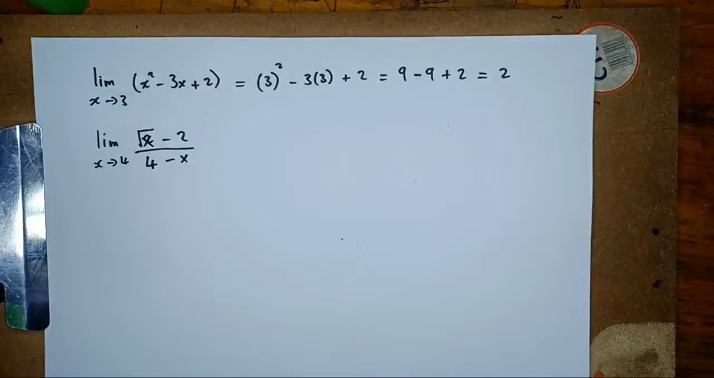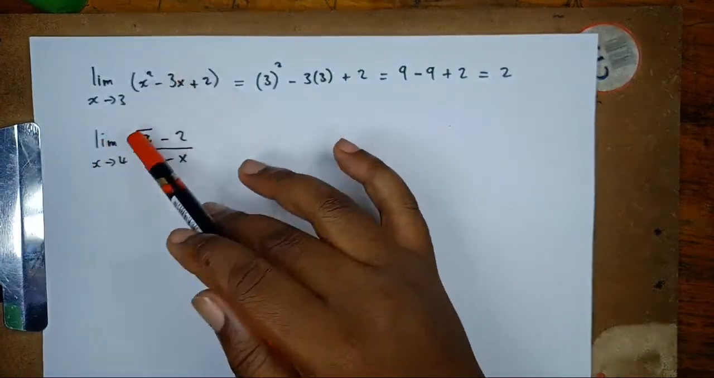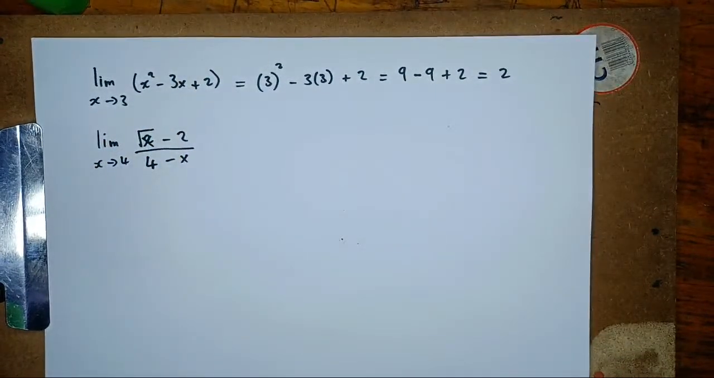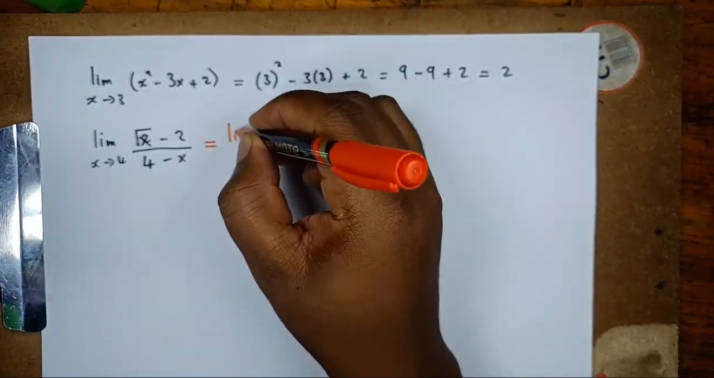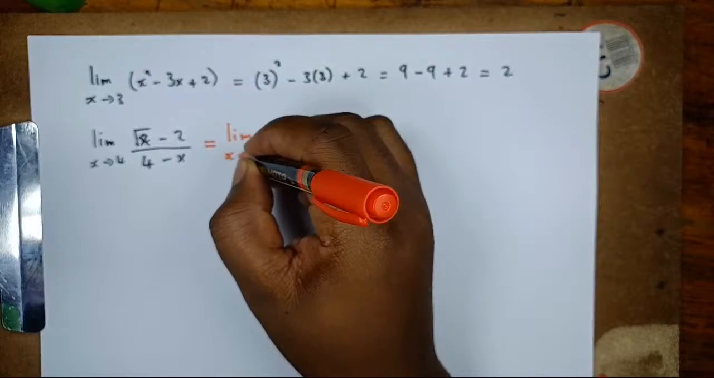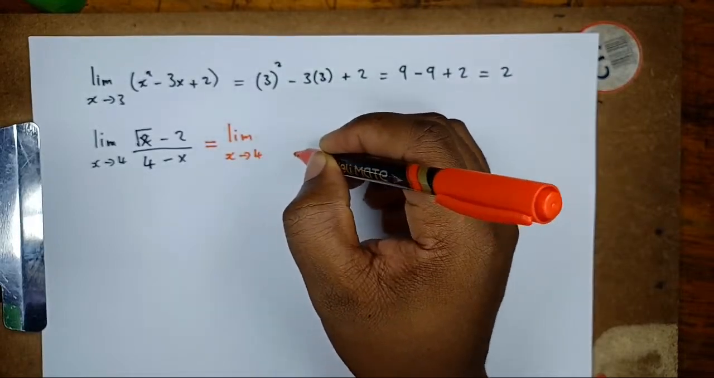Okay. So for this one, if we replace x with 4, we get a 0 over 0. Then you can use L'Hopital's rule, or you can just use the difference of two squares. Now, the difference of two squares that we're going to use here will be like this. We're going to say this is equal to the limit as x approaches 4.